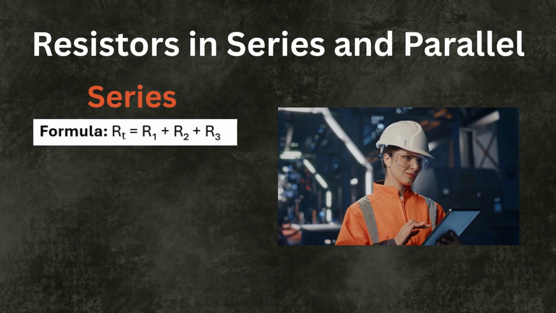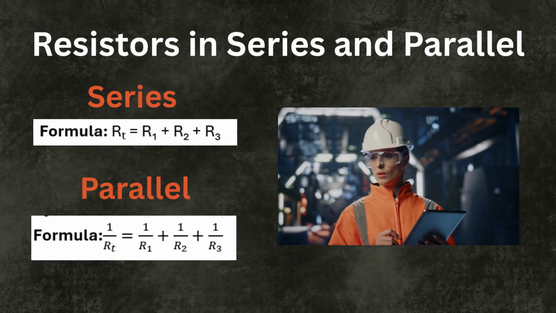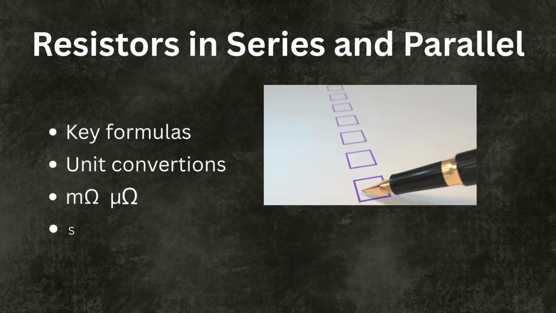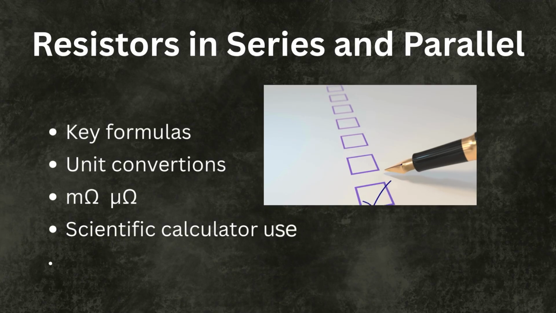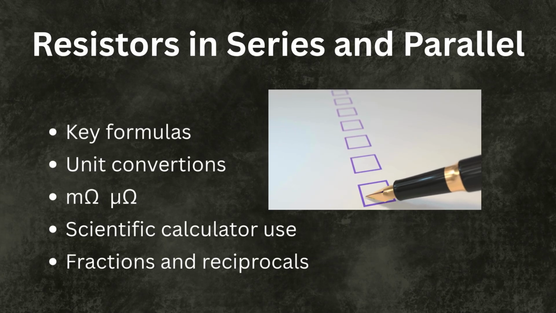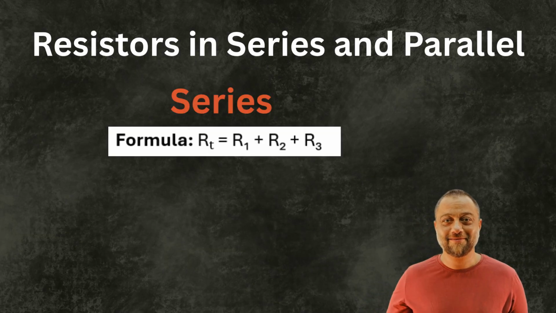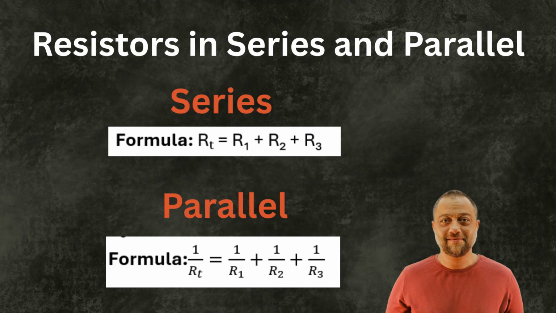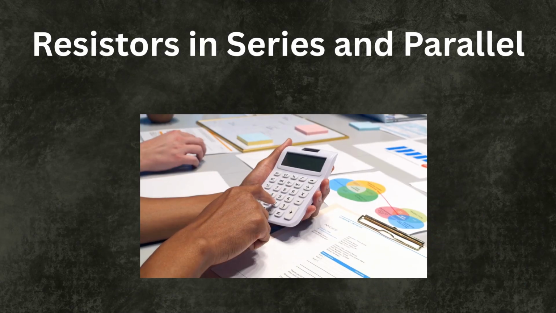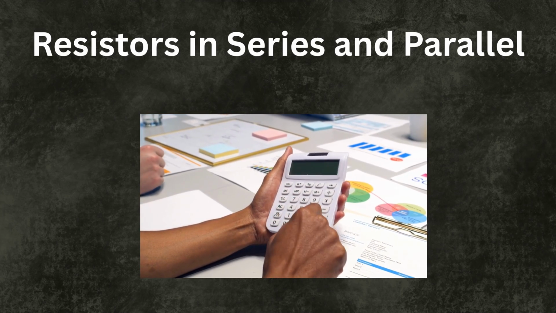Congratulations, you've now learned how to calculate the total resistance of resistors connected in both series and parallel circuits. We covered the key formulas, unit conversions involving milliohms and micro-ohms, and how to use your scientific calculator correctly when working with fractions, scientific notation, and reciprocal functions. Remember, for resistors in series, add the resistance values directly. For resistors in parallel, add the reciprocals first, then take the reciprocal of the final answer. Whenever possible, enter the complete calculation into your calculator to minimize rounding errors and improve accuracy.